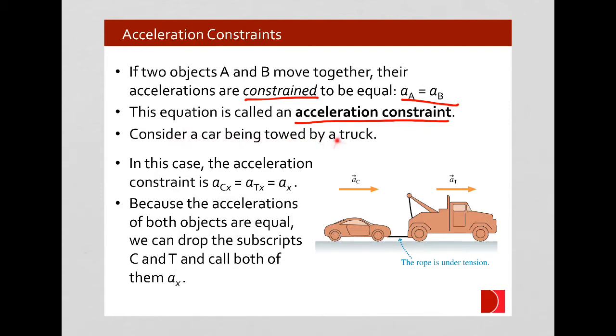Consider a situation of a car being towed by a truck. In this case, if the rope is under tension, and we assume that the rope can't be stretched, which is our typical assumption, then however much the truck accelerates, the car must accelerate by the same amount. Therefore, the constraint is that the acceleration of the car must be the same as the acceleration of the truck. Because the accelerations of both objects are equal, we can drop the subscripts and call them a_x for acceleration in the x direction. In fact, we'll see that when we are looking at equal accelerations, we can use the same amount for the acceleration in different parts of the same problem.